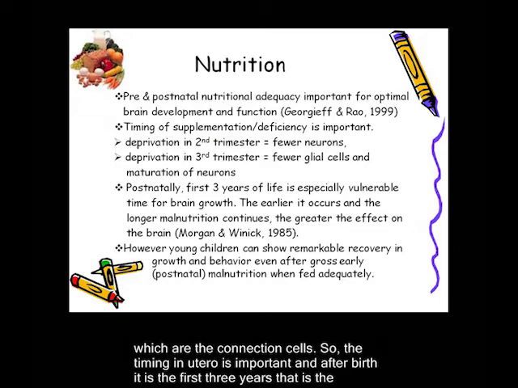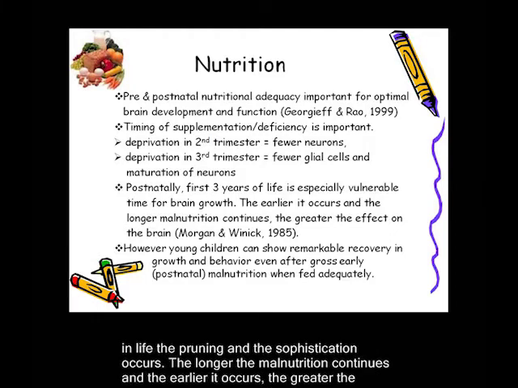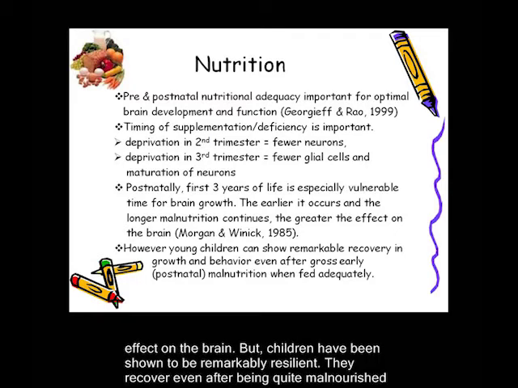So the timing in utero is important, and then after birth the first 3 years are what are considered the critical period or the vulnerable period, because that is when, as you know, the connections get formed, a lot of maturation occurs, and then later on in life only the pruning and the sophistication occurs. The longer the malnutrition continues and the earlier it occurs, the greater the effect on the brain.